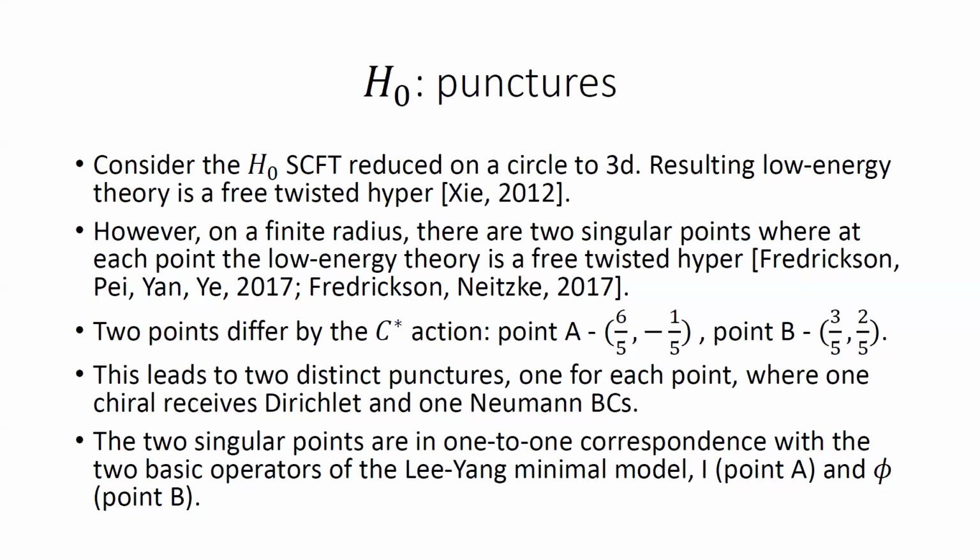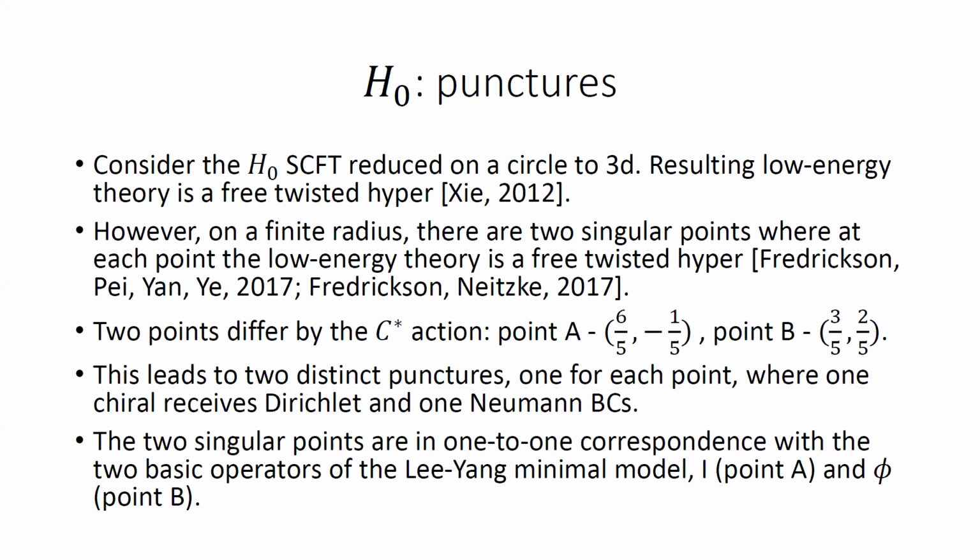Okay, so why am I mentioning this? One interesting thing that this can tell you is it can teach you about punctures associated with the H0 theory. As I mentioned, punctures are given by boundary conditions for the theory I've reduced on a circle. So we took the H0 and reduced it on a circle. The theory we have is a free twisted hyper. So you can define a puncture by just giving boundary conditions for the free twisted hyper.